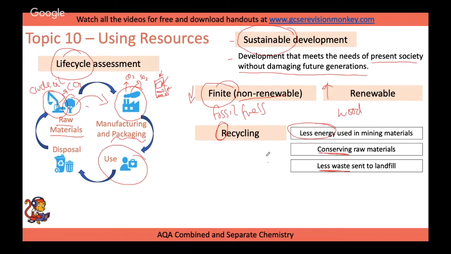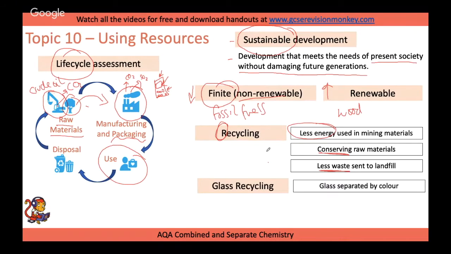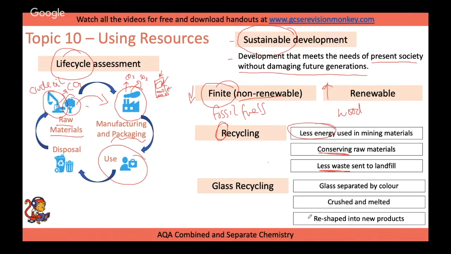You need to know specifically about how glass is recycled. So you've probably been to the glass bins before, so you'll know the first point straight away, in that you separate the glass by the different colours of the bottles. So for glass recycling, the first step is to separate the glass by the colour. So you put green, brown and colourless glass in different bins. It's then crushed and melted, and then it's reshaped into new products. Okay, so that's a specific example you need to know about glass.